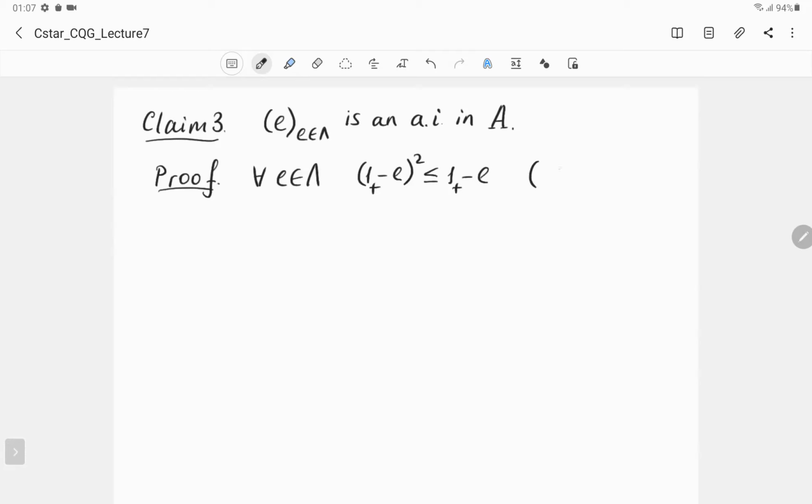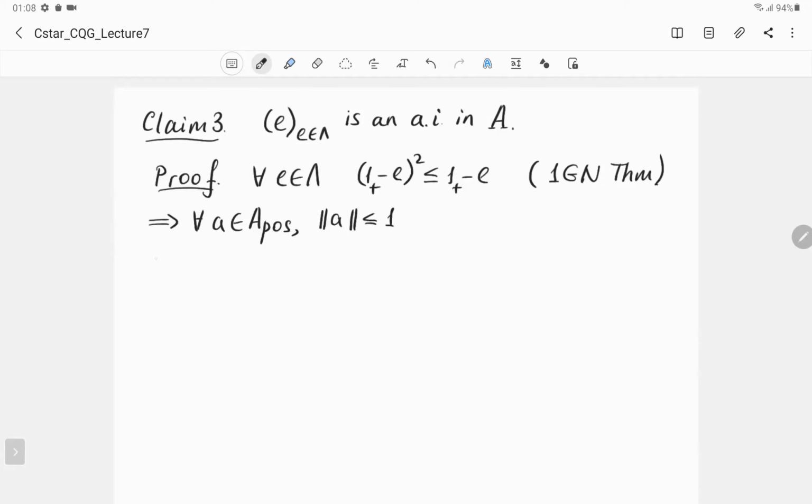This already follows from the first Gelfand-Naimark theorem. So 1 minus E is a positive element, and if we consider the C-star subalgebra generated by this element, then this is the algebra of continuous functions on the spectrum, and for positive continuous functions between 0 and 1, this inequality is trivial. Okay, good. And if we now take an arbitrary positive element in our algebra, such that the norm of A is less than or equal to 1.